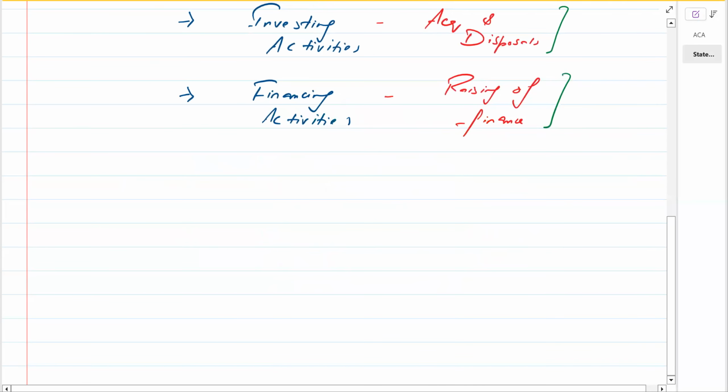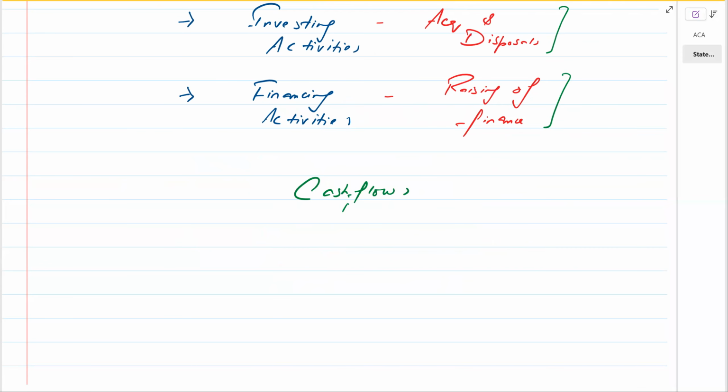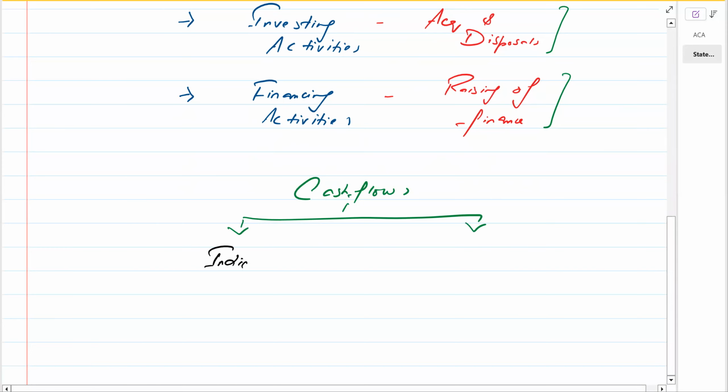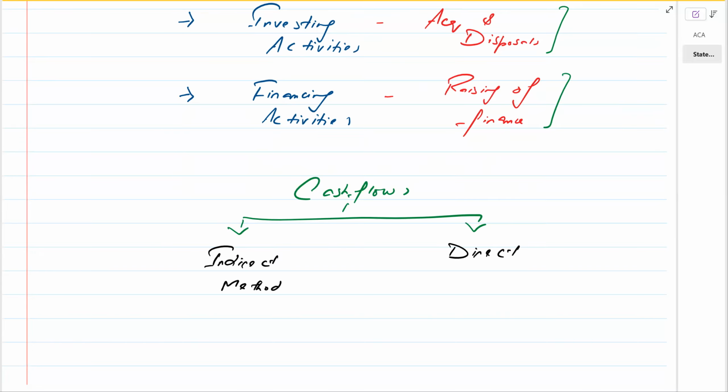Now, to prepare the statement of cash flows, we have two methods. The first one is the detailed method of the standard, which is known as the indirect method. And this is the detailed method which we are going to study. And then there is a summarized short form of the cash flow, which is known as the direct method. So these are the two methods that we are going to study within the statement of cash flows.